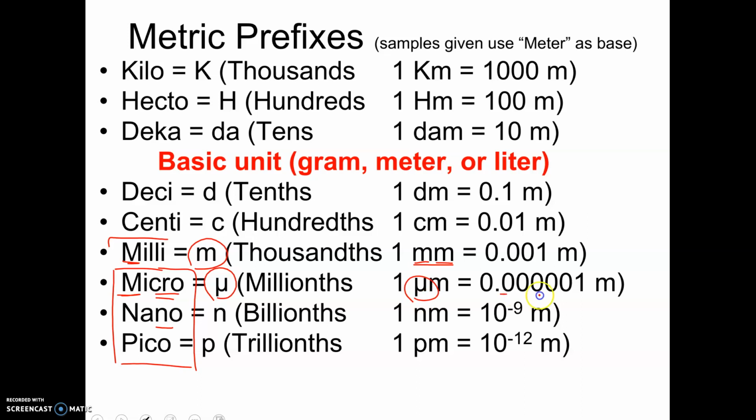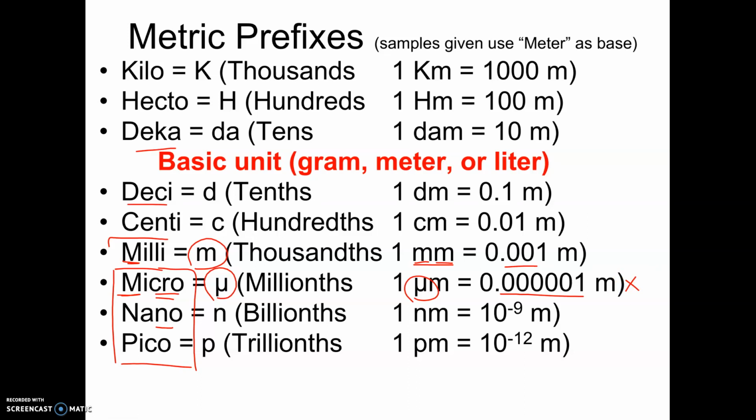A micrometer is only 1/1,000,000th of a meter, very tiny, tiny, tiny size. Whereas a millimeter is 1,000th of a meter. So it's still small, but you can actually see a millimeter on a ruler. You can't see a micrometer. You'd need a microscope to measure micrometers.